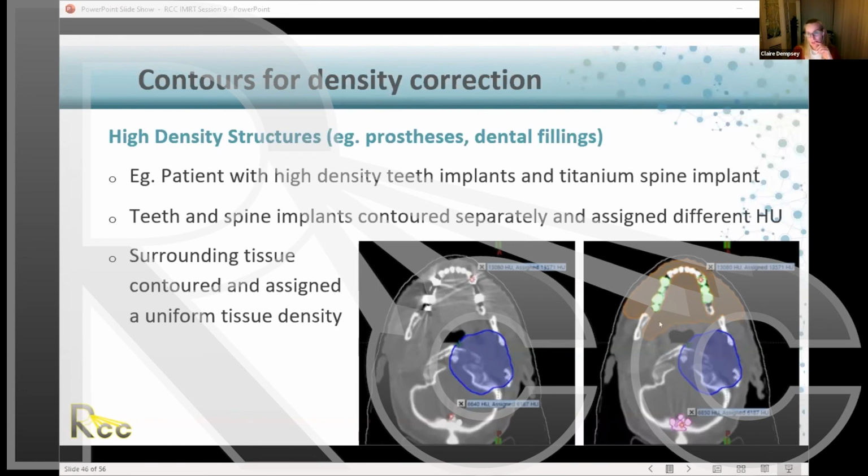What we've also done with this patient is contour the tissue surrounding it that had all the streaking artifacts in it, so that those artifacts were taken out of our dose calculation algorithm and they were given a uniform tissue density. So this is our PTV here. Whilst we would avoid direct radiation coming in through the teeth and also in through the titanium implant, that surrounding tissue here would still be part of the dose calculation. So it was important that we overrode those artifacts for that.